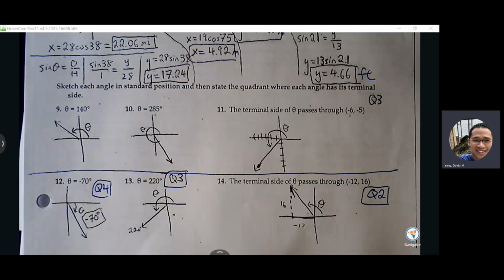Okay, so negative 70 degrees, that means we're moving clockwise into the fourth quadrant, so 220. Counterclockwise, third quadrant. Terminal side, negative 12, negative 16, we go left and up. That's in the second quadrant.